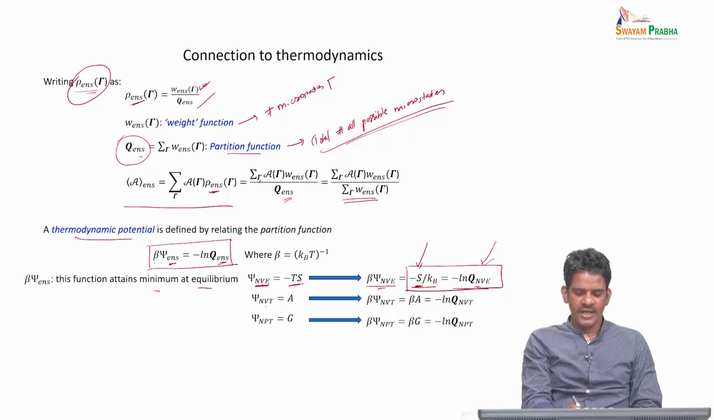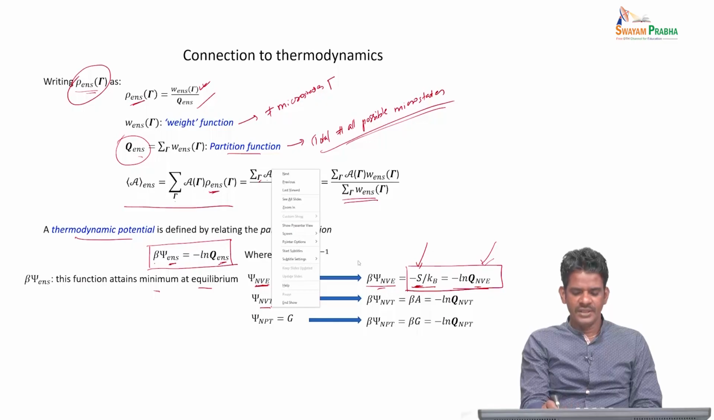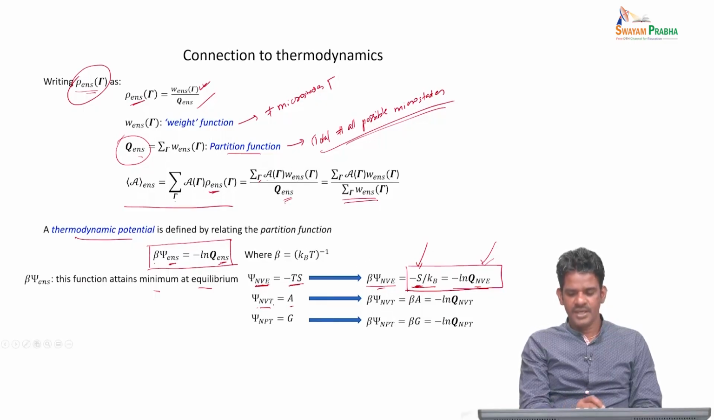Similarly, if you take NVT as an example, instead of fixing energy, if you fix temperature, this is known as the canonical ensemble. In this case, the potential is given by the Helmholtz free energy. So for NVT, if you use A here, you can show that beta times the Helmholtz free energy is equal to minus ln of Q_NVT. Q_NVT here is the partition function for the ensemble NVT. So here is the relationship between Helmholtz free energy and the partition function.